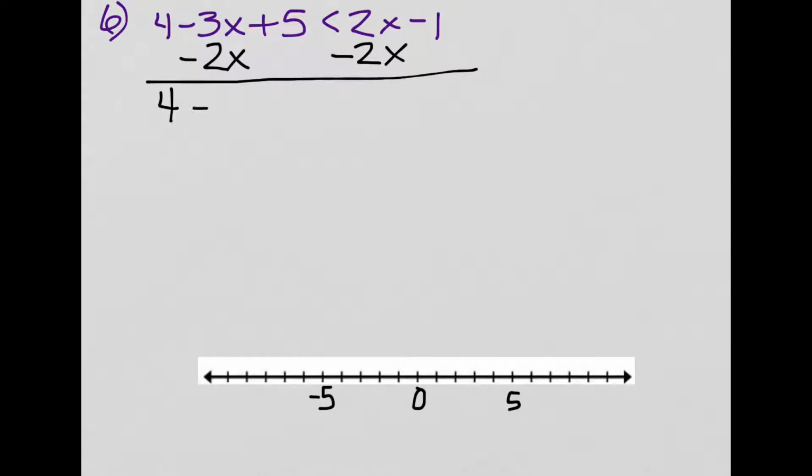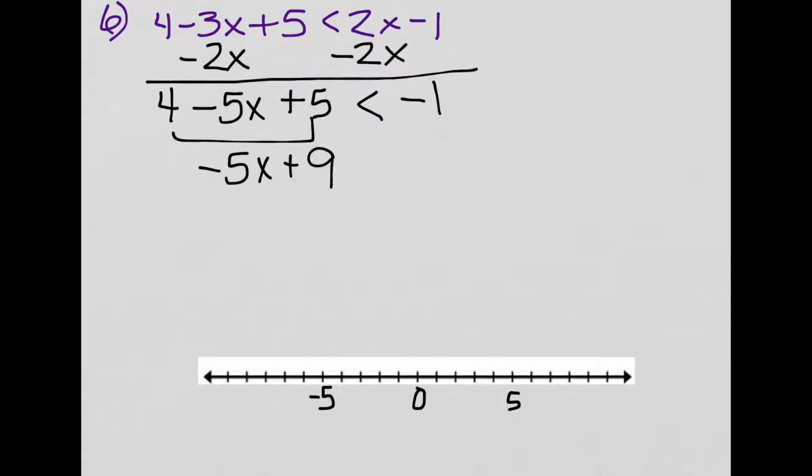And the 4 is still there. This is now negative 5x. Hey, there's a 5. And it's going to be less than just negative 1 is left over there. Okay, I can combine these like terms so that it's going to say negative 5x plus 9 is less than negative 1. What if you said 9 minus 5x? Is that okay? Sure, totally fine.